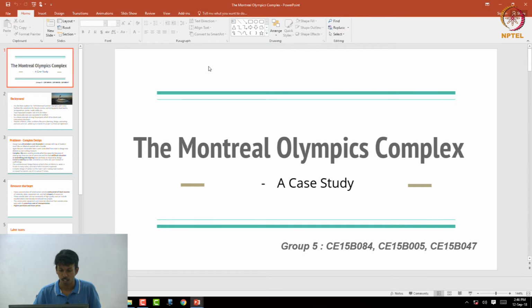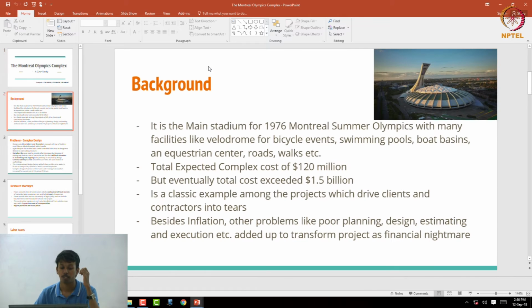Hello guys, now I am going to talk about the Montreal Olympic complex case study. It is the main stadium for the 1976 Olympics. It was built for many facilities like bicycle events, swimming pools, swimming events, and many sporting events can be held in that main stadium.